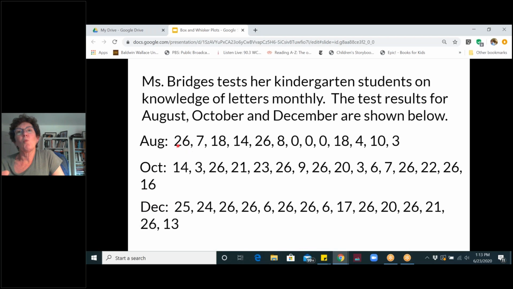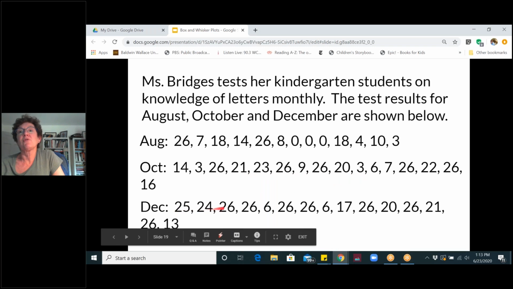So we have a couple kids who know all 26 letters. We have some that know no letters at all. And we have some that know quite a few, and then everything in between. So by October, we notice there are no zeros there, and a couple more who know all of them.